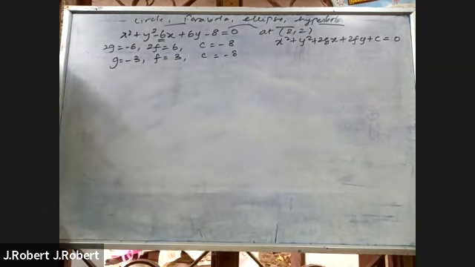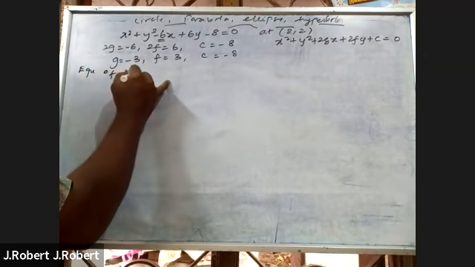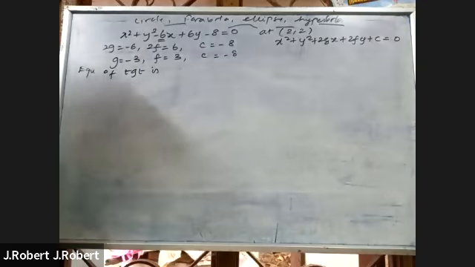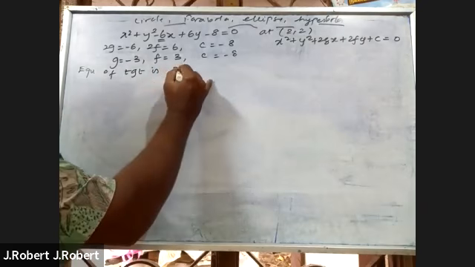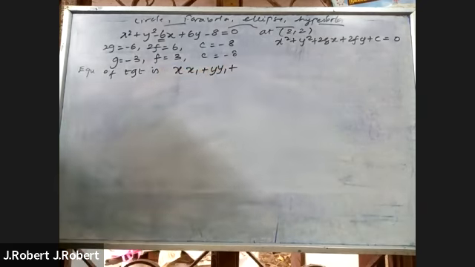Now find out the equation of tangent. The equation of tangent formula. Anyone, can you tell me? I have given the formula: x x1 plus y y1 plus, come on, what is that?